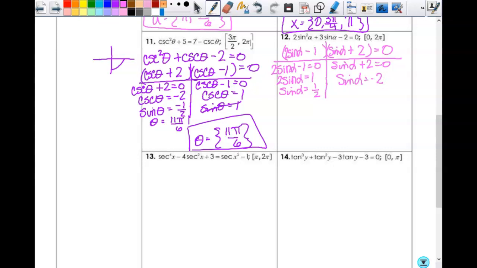This is 0 to 2 pi. We're going one time all the way around the circle. When is sine 1/2? Pi 6 and 5 pi 6. When is sine negative 2? Never. That doesn't even make any sense, right? So alpha is equal to pi 6 and 5 pi 6 only.